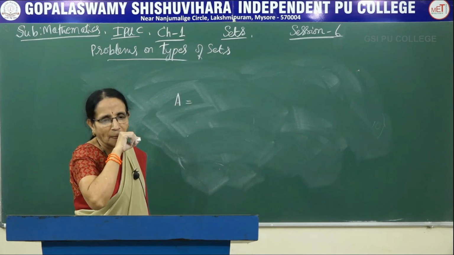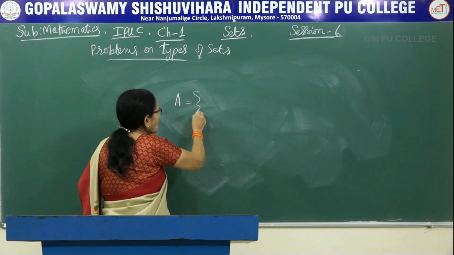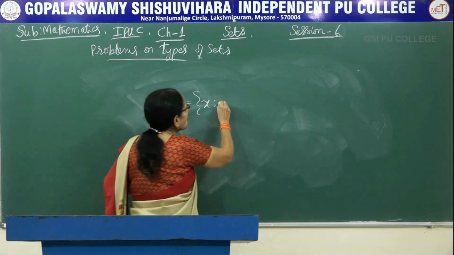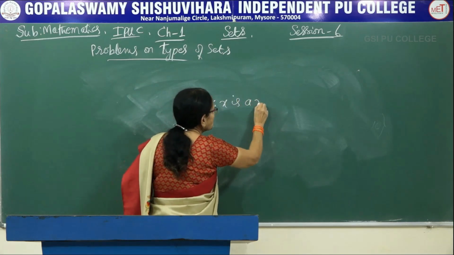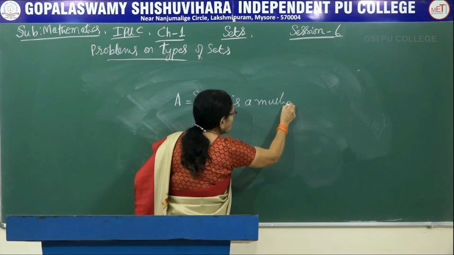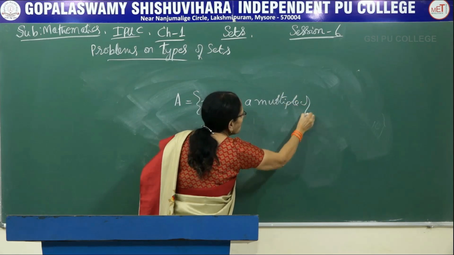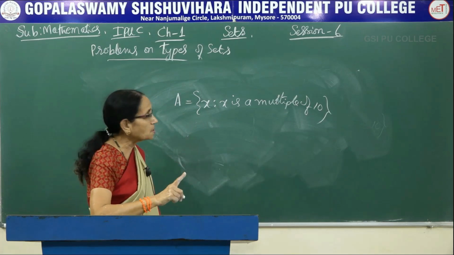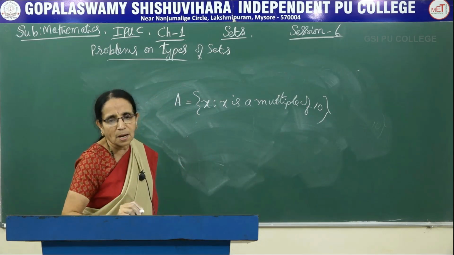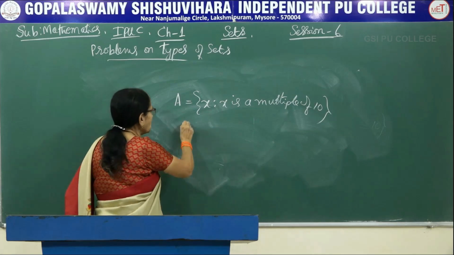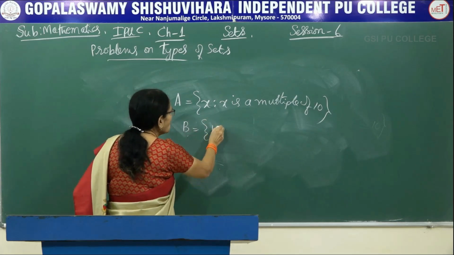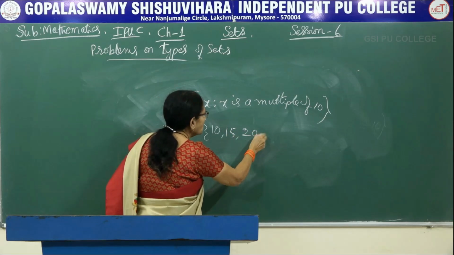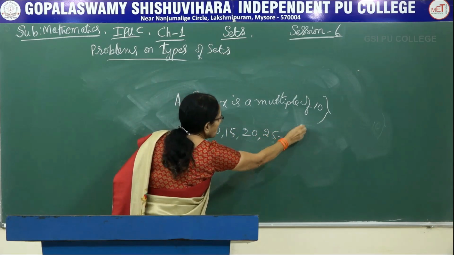Set A contains all X such that X is a multiple of 10. This is the first set. I am giving that in the set builder form. That is a rule method. And the set B is given in the roster form: 10, 15, 20, 25, etc.